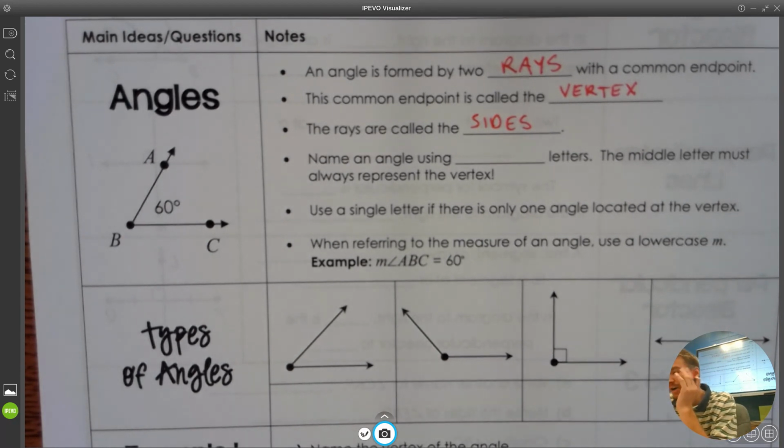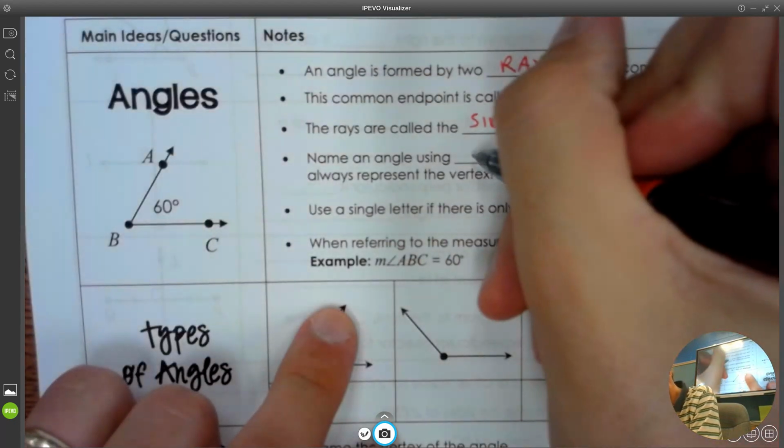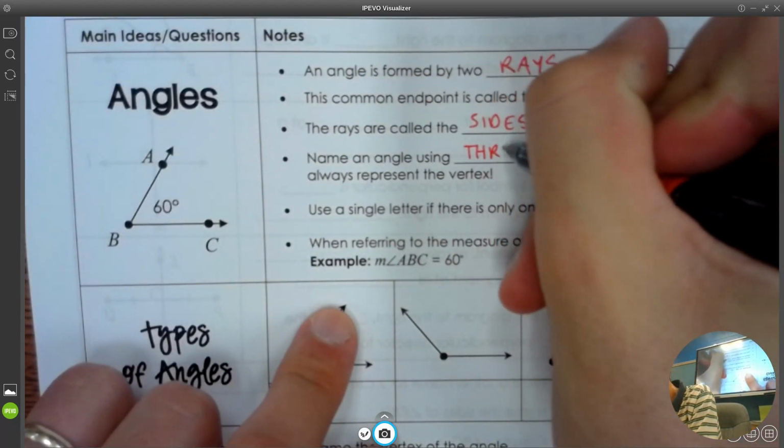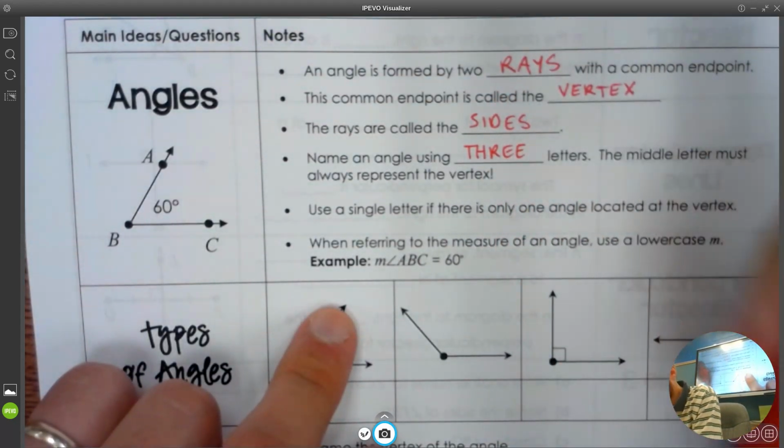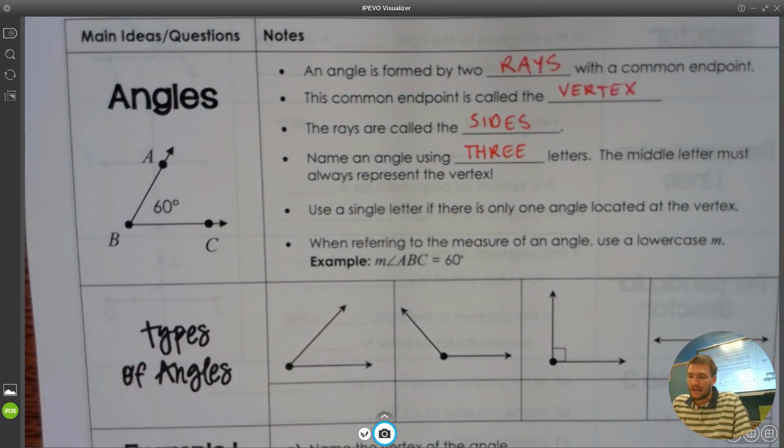And when we are going to name an angle, we are going to use 3 letters. That kind of makes sense, right? Because if we say only the letter B, it doesn't give us the whole picture. If we say only BC, it doesn't give us the whole picture. But if we say ABC, it tells us the whole thing.